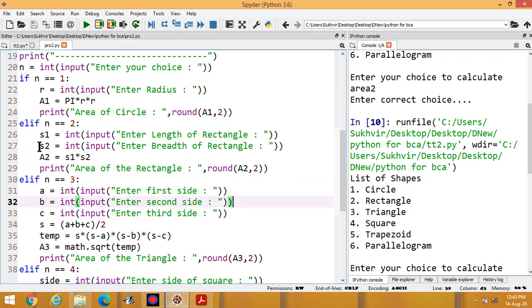In the second block, I enter the values S1 and S2. S1 is for length of the rectangle and S2 is breadth of the rectangle. Then simply area is equal to S1 multiply S2. Then the printing of area of rectangle is there. Area of the rectangle, then round. Round is up to 2 places of decimal. Suppose I have to display the content.